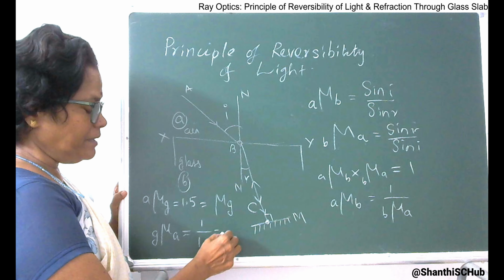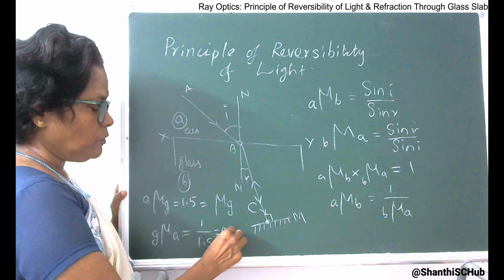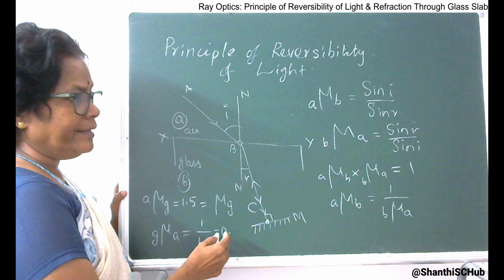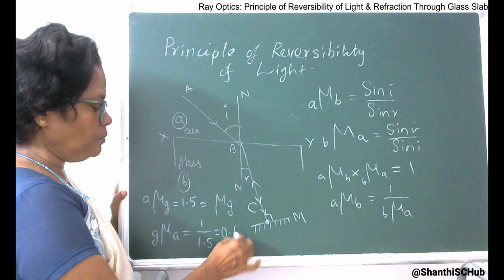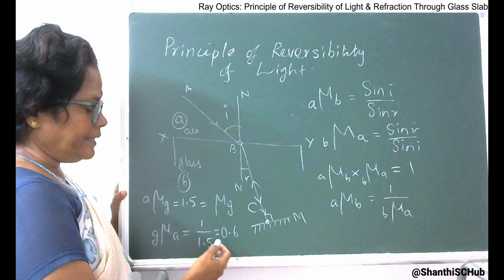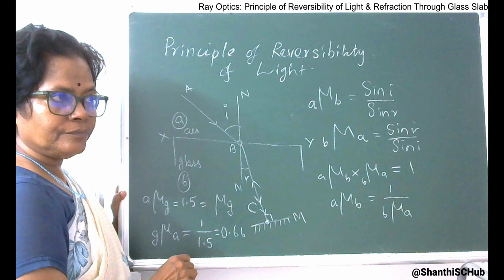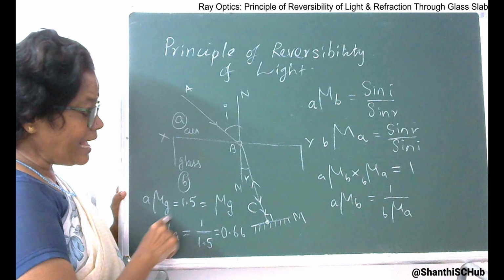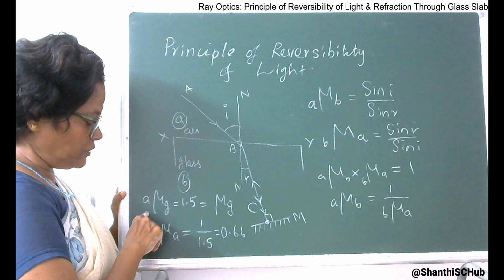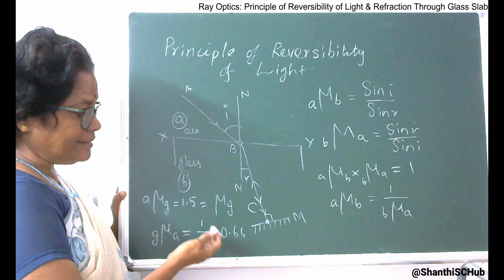If you divide 10 by 15, you will get approximately 0.66, something like that. So you see, the refractive index of glass is 1.5 with respect to air, and the refractive index of air with respect to glass is less than that.